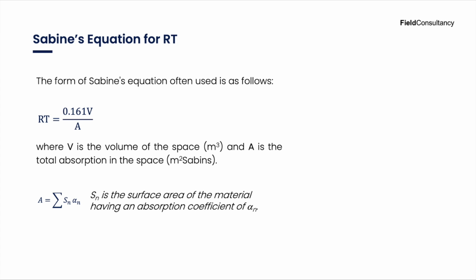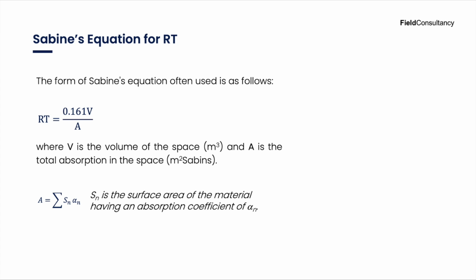On the other hand, A, which is the total absorption in the space, and that effectively is all the surfaces in the space multiplied by their absorption coefficient or their absorptive properties, summed together. So when you think of the total absorption in the space, if you add more absorption, then the lower the corresponding reverberation time. On the other hand, if you take out absorption or you have more reflective surfaces in the space, then the higher the reverberation time will be.